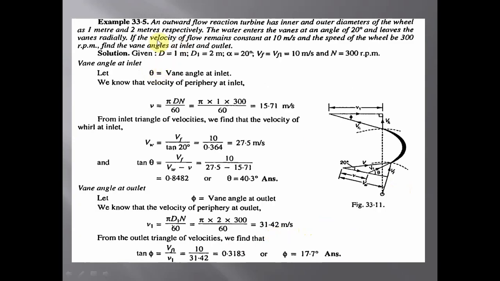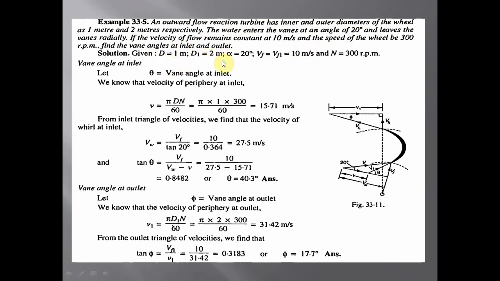Third problem. An outward flow reaction turbine has the inner and outer diameter of the wheel of 1 meter and 2 meters respectively. The water enters the vane at an angle of 20 degrees and leaves the vane radially. If the velocity of flow remains constant at 10 meters per second and speed of the wheel is 300 rotations per minute, find the vane angle at inlet and outlet.